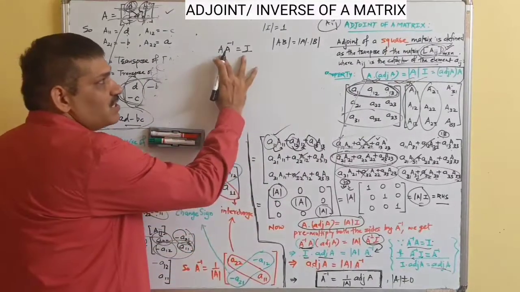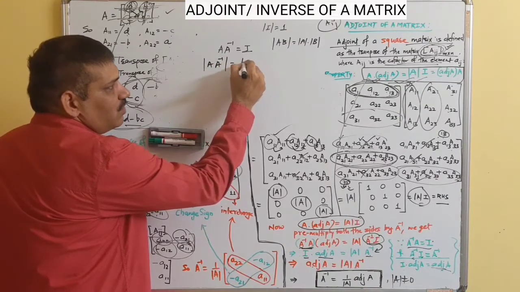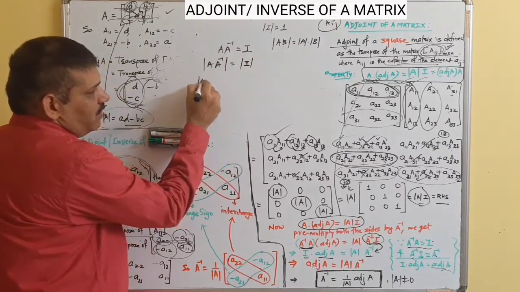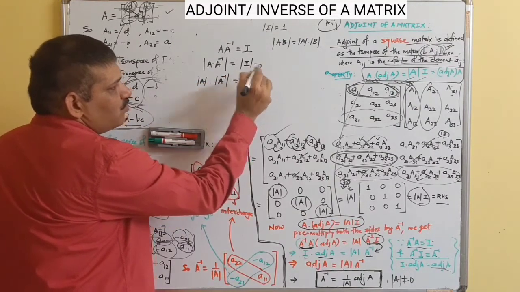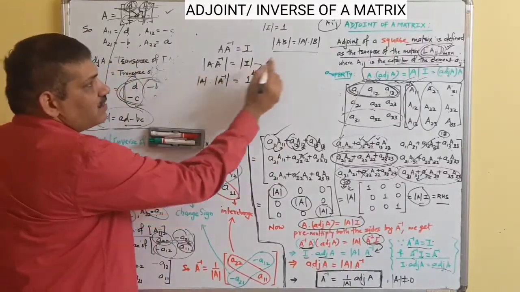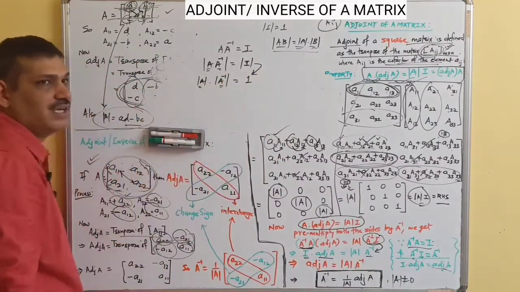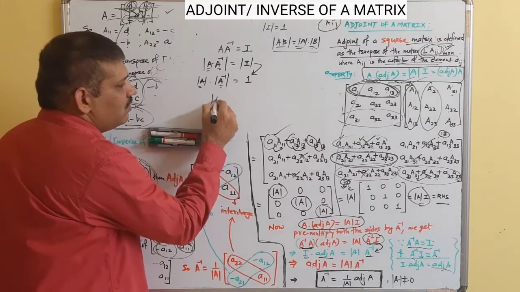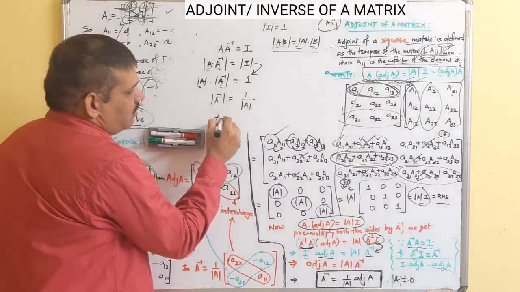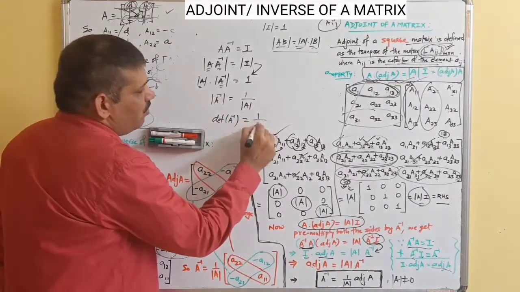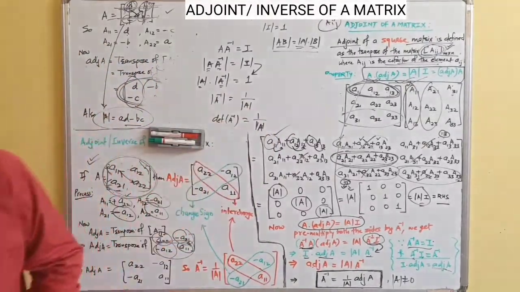So if this is a matrix equation, if I take the determinant of both sides, determinant of A into A inverse is equal to determinant of I, so this will be determinant of A into determinant of A inverse is equal to determinant of I, which comes out to be 1. Determinant of A into B is equal to determinant of first into determinant of second. Now I need the determinant of A inverse, so I will divide both sides by determinant of A. So I can write determinant of A inverse is always equal to 1 upon determinant of A.